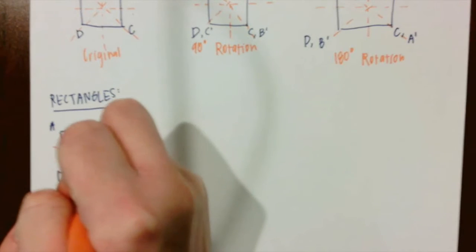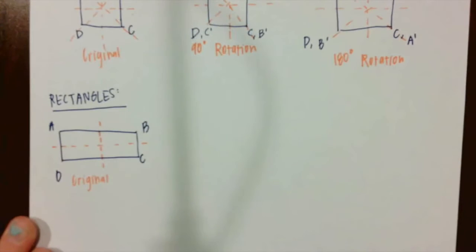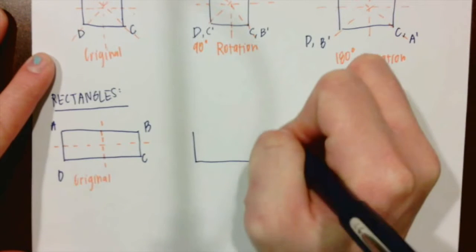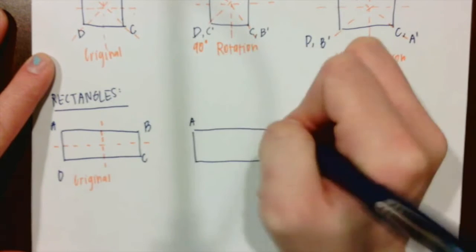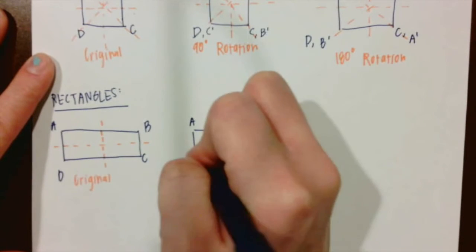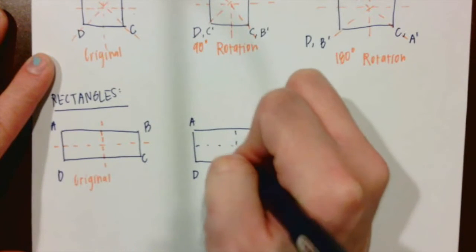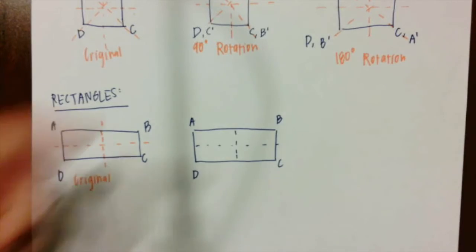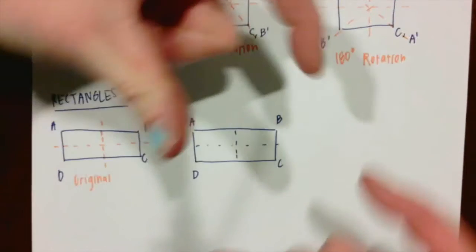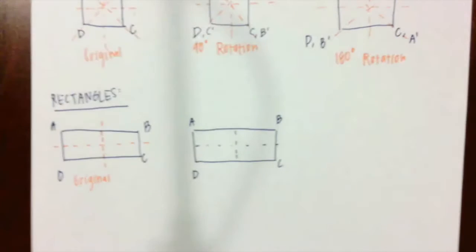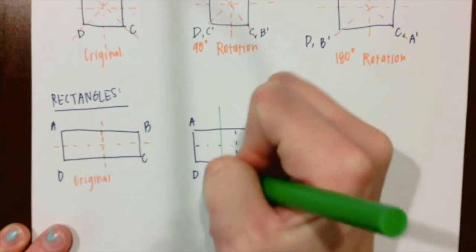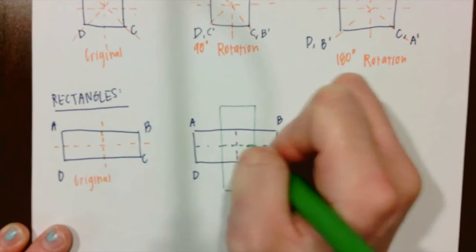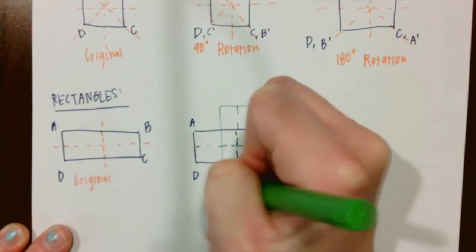So here is our original. Let's copy that original down again. And let's take that original and we're going to rotate it 90 degrees. So if I take this rectangle and I rotate it 90 degrees, it's going to go right here. It's going to be going up and down instead of side to side. We still have an axis of symmetry. We have two of them still.